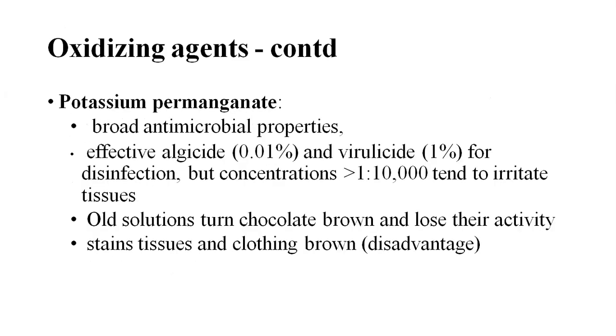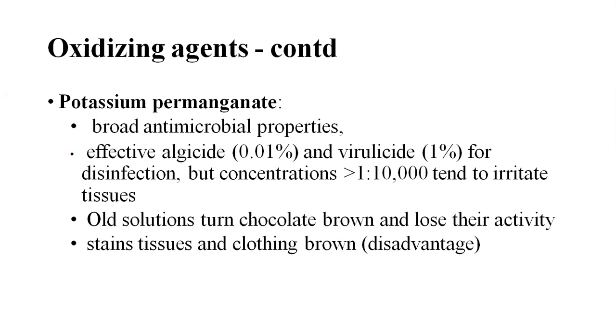Potassium permanganate. It has broad antimicrobial properties. It is an effective algicide at 0.1% and virucide at 1% for disinfection, but concentrations of more than 1 in 10,000 tend to irritate tissues. Old solutions turn chocolate brown and lose their activity.